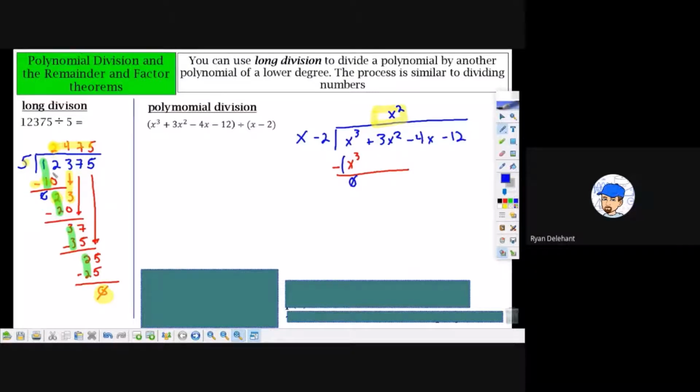Now, just like we did here, this other number is whatever happens when we do this multiplication. So what is x squared times negative 2? That's negative 2x squared. Now this is where this gets weird. x to the third minus x to the third is 0. That's what we wanted. But we've got to be really cautious with this. What is 3x squared minus negative 2x squared?